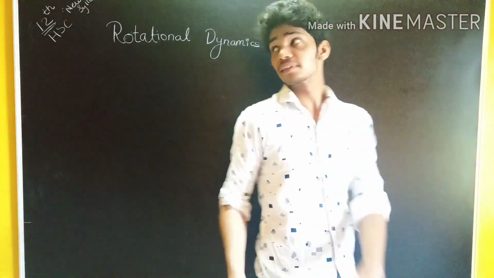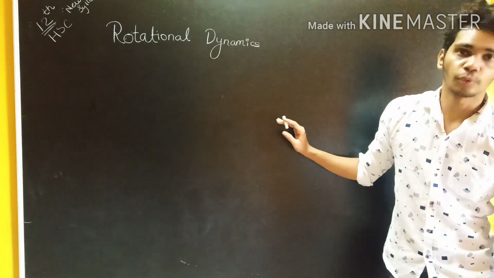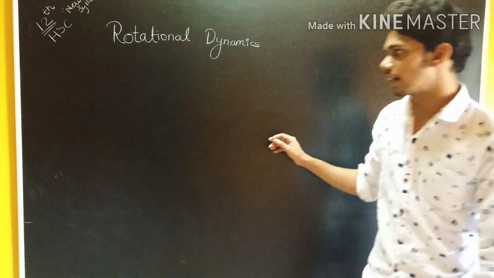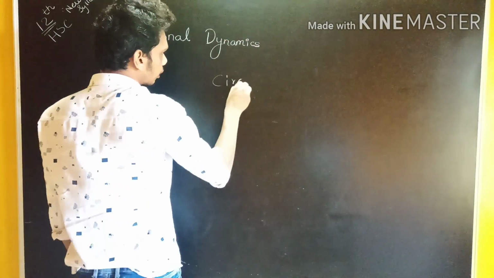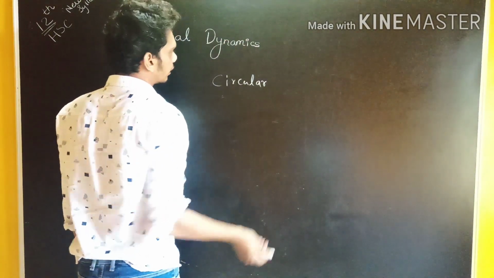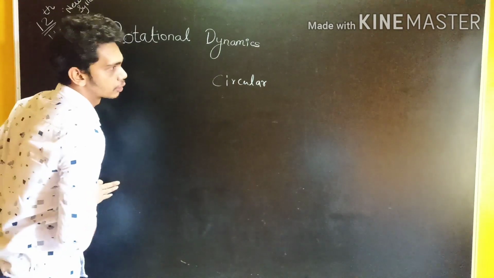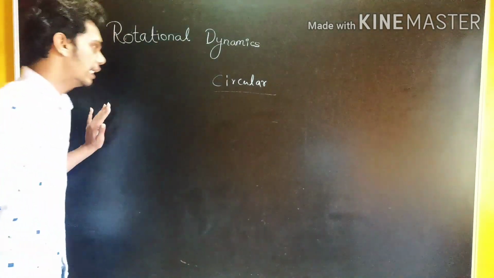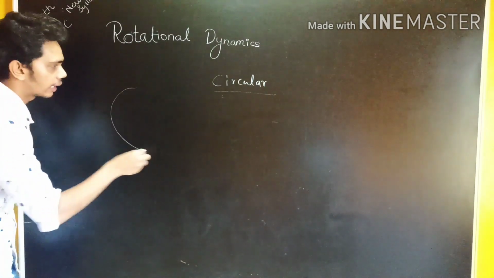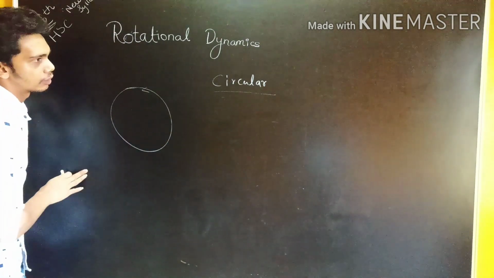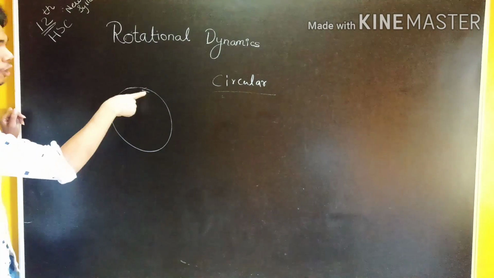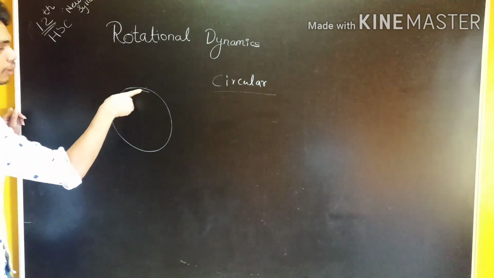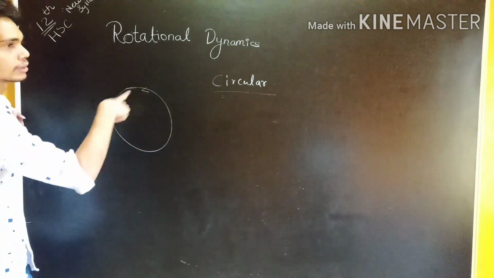The first topic is rotational dynamics. Before we go into detail, let's start with circular motion. Every object in day-to-day life comes under circular motion. What is circular motion? When any object circulates in this manner, it is called circular motion. So we can say any object that follows a circular path is in circular motion.